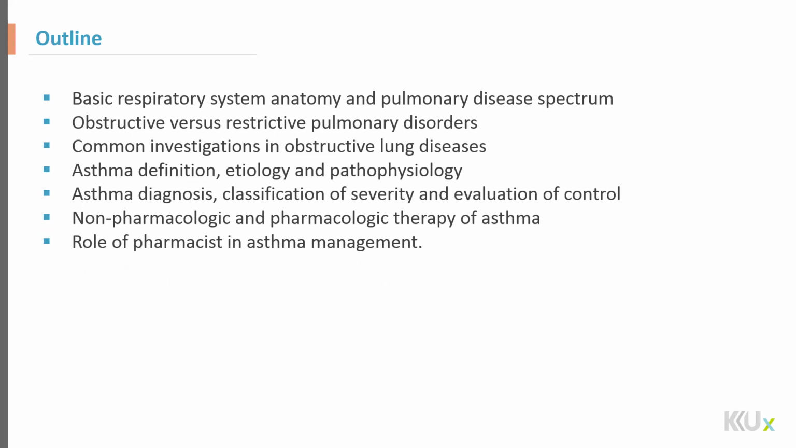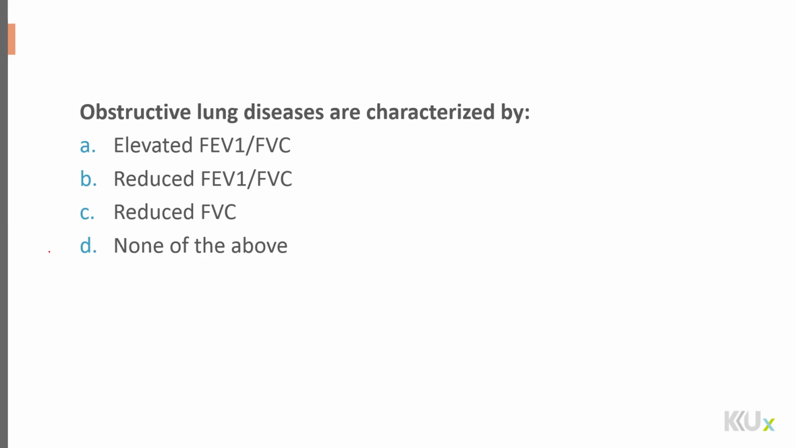So we're gonna start with an outline, or we're gonna start with some background knowledge about respiratory system anatomy and pulmonary disease spectrum. Okay, and then we're gonna go through some information about obstructive versus restrictive pulmonary diseases, and then we're gonna go through some common investigations in obstructive pulmonary diseases, and then we're gonna go through asthma details. Okay, so maybe we can refresh before we start.